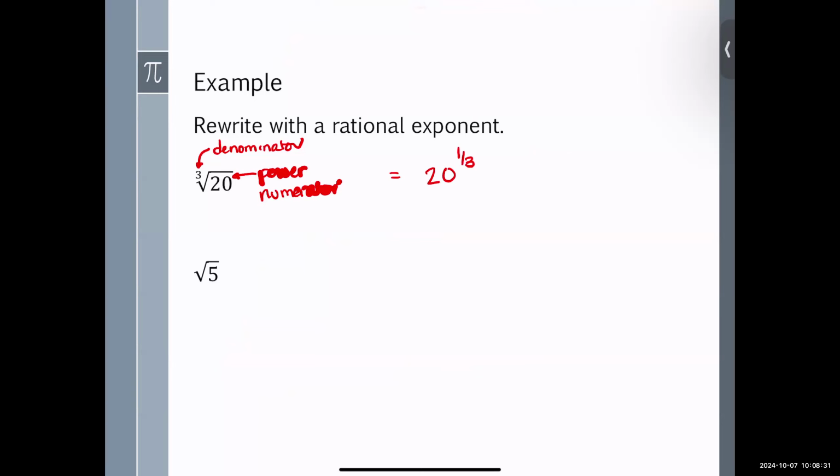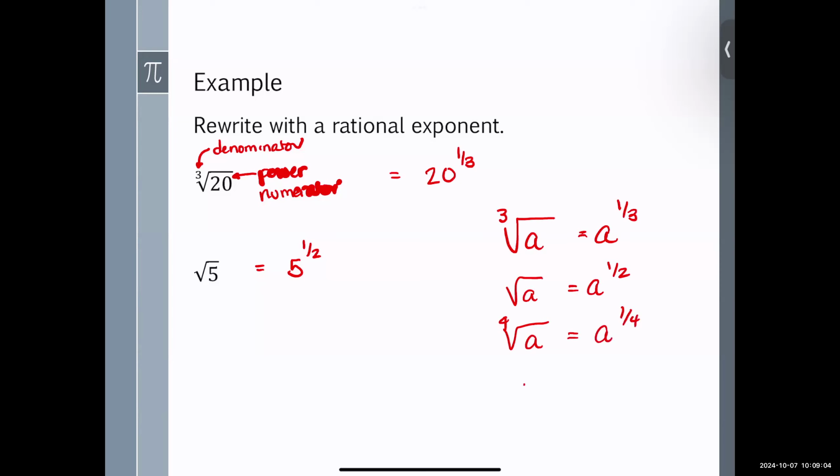And how about the square root of 5? Is that 5 to the 1/2? It's a square root, so the index is 2. We got a power of 1 inside that radical in the radicand. So it's 5 to the 1/2. And as a matter of fact, the cube root is a to the 1/3. Square root is a to the 1/2. 4th root, etc. is a to the 1/4, etc.